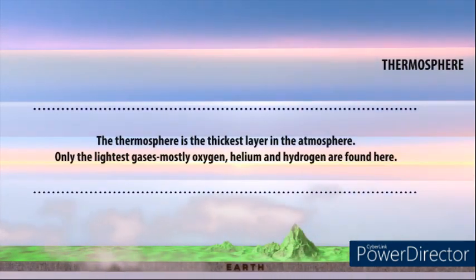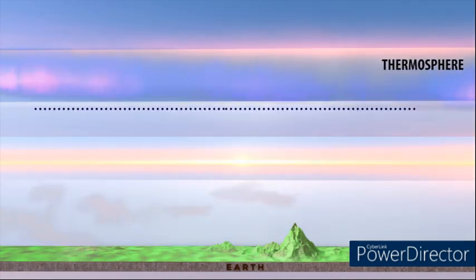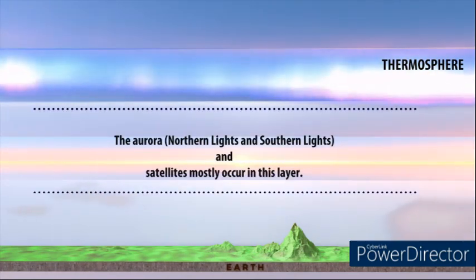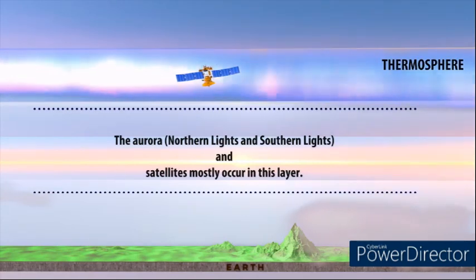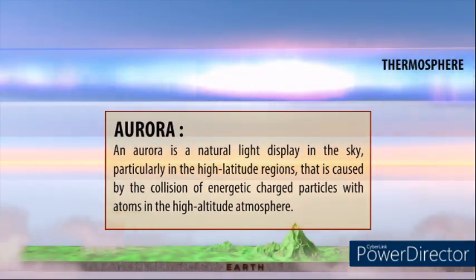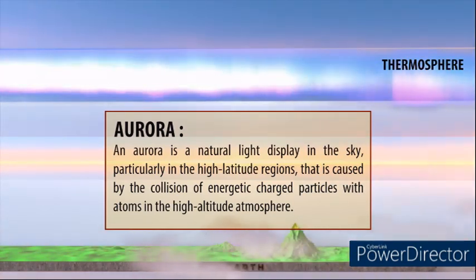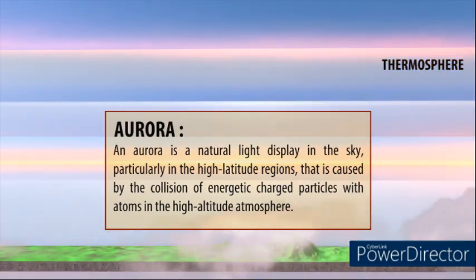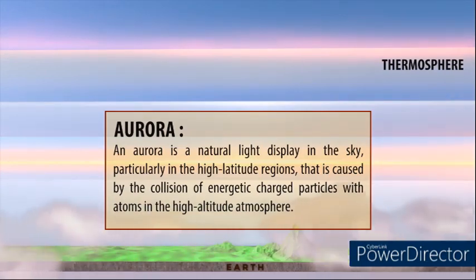The thermosphere is the thickest layer in the atmosphere. Only the lightest gases, mostly oxygen, helium, and hydrogen, are found here. The aurora or northern lights and southern lights and satellites mostly occur in this layer of our atmosphere. So what is aurora? A natural light display in the sky, particularly in the high altitude regions, that is caused by the collision of energetic charged particles with atoms in the high altitude atmosphere.